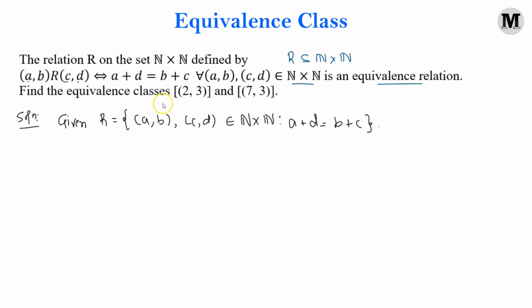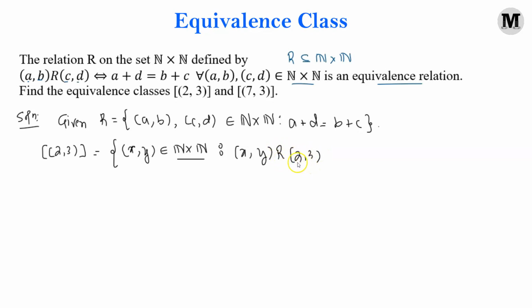Now, in order to find the equivalence class, we'll start by first finding the equivalence class for the ordered pair (2, 3). So we use the definition. An equivalence class is a set, and this is going to be a set that contains the ordered pairs (x, y) belonging to the Cartesian product of N with itself. We are picking a very specific ordered pair from this Cartesian product, and it has been picked in such a way that it has to be related to the ordered pair (2, 3). So this is the definition of the equivalence class.